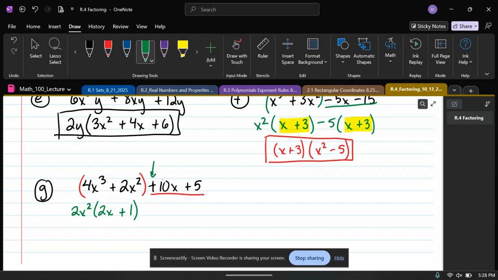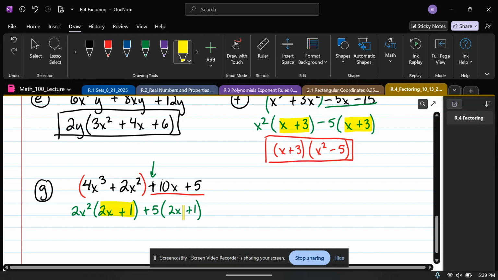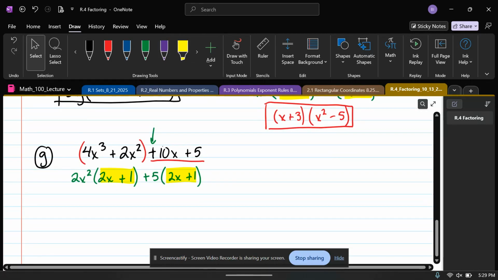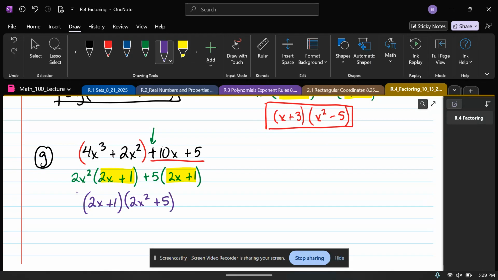Okay, so what is the GCF of 10x and 5? Yeah, plus 5, and then that's going to leave us our 2x plus 1. Notice that those parentheses match again, so that means everything's working out wonderfully for me. So my final answer, factored form, is 2x plus 1, the matching parentheses, and then the 2x squared plus 5. And you factored it by grouping. Such a beautiful thing. Math, not magic. Fun times.